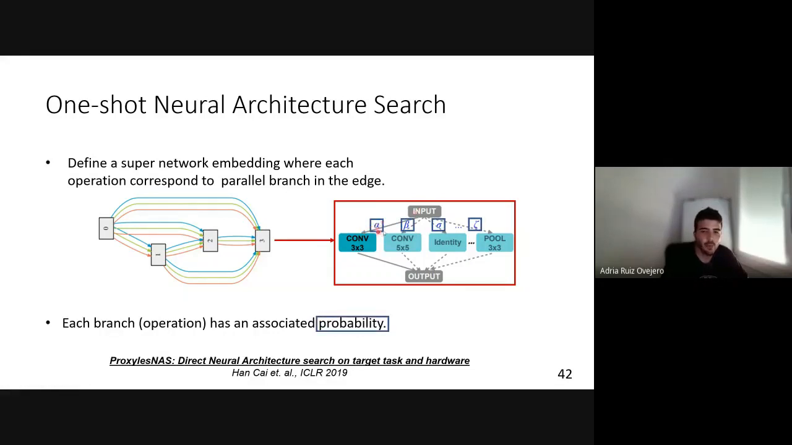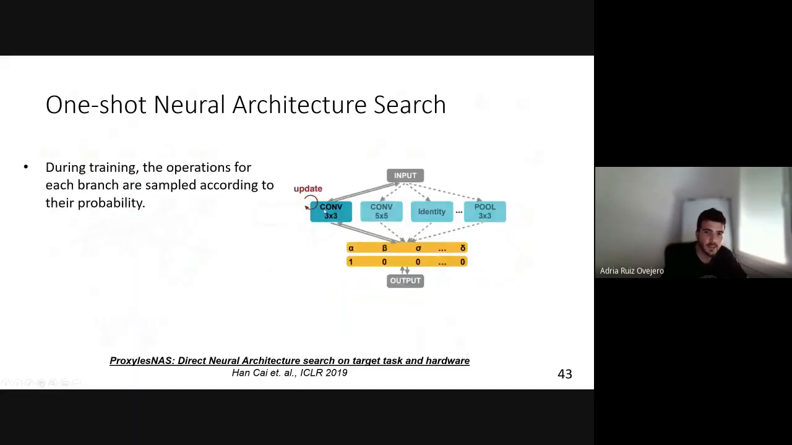And we will assign a probability to each of these edges. So, for example, going from 0 to 1, we have a high probability of using a 3-by-3 convolution or identity or pooling or whatever. During training, we are going to use these probabilities to sample different operations and also validate the accuracy with that particular sampling, that particular architecture produced by sampling these edges. Then we are going to optimize the parameters of these operations, and also the probabilities that we have here.